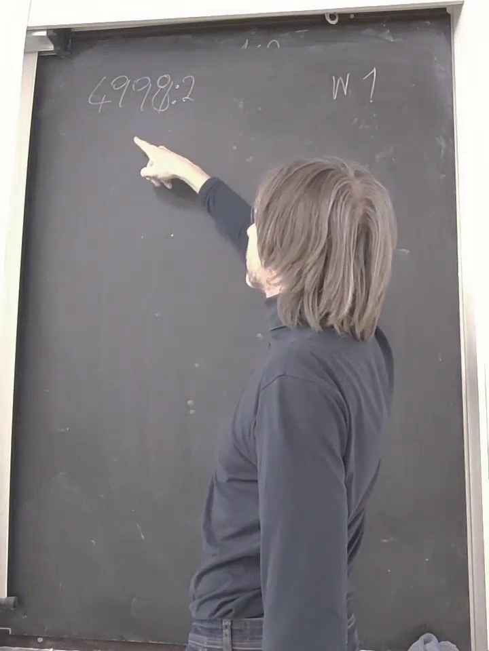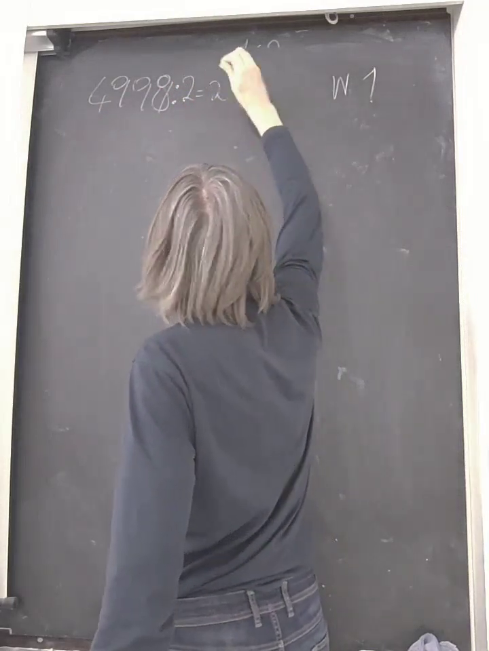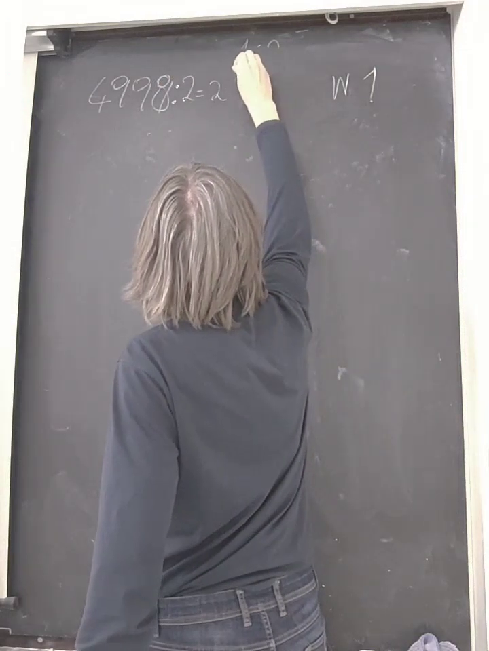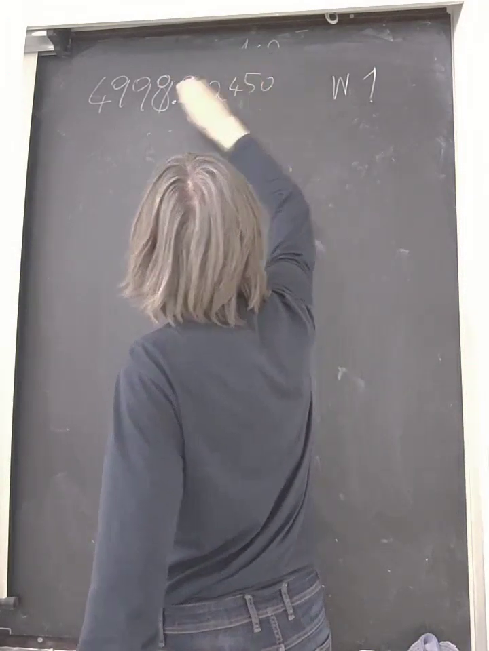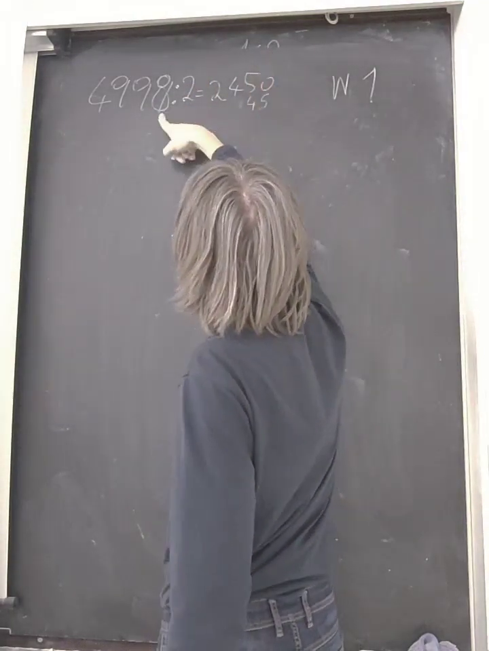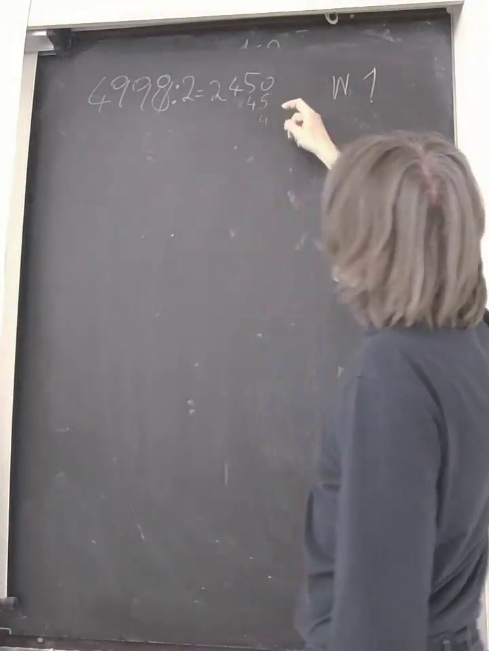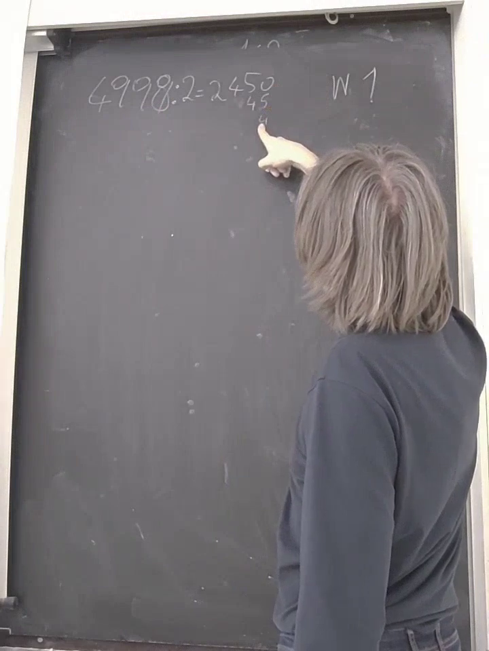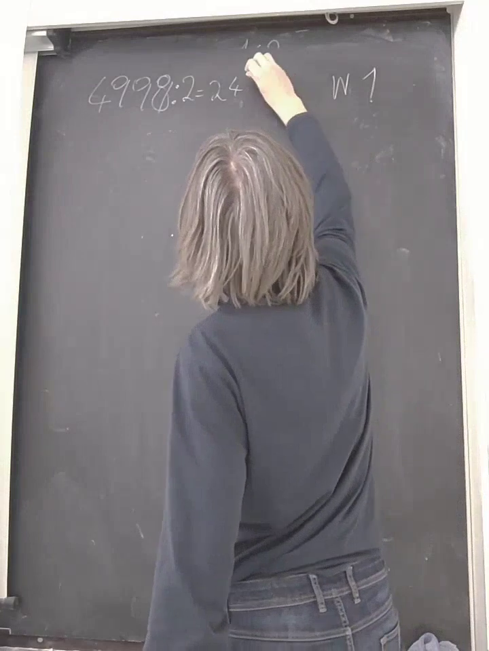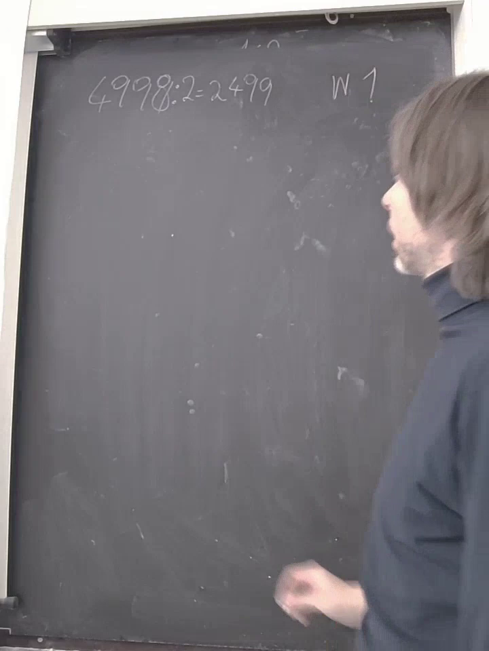4,998 divided by 2. Well, it is 2,000. 900 is 450. 90 is 45. And 8 is 4. So in total I have here 2,499 again and 4. Okay. 2,499.